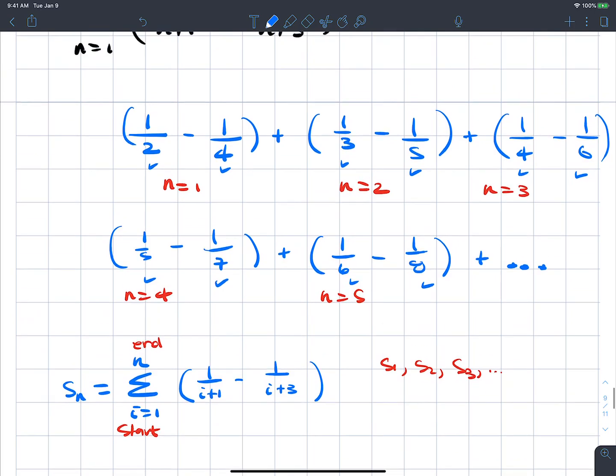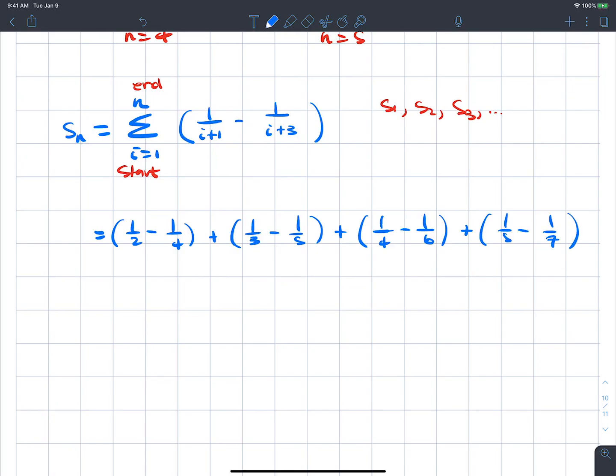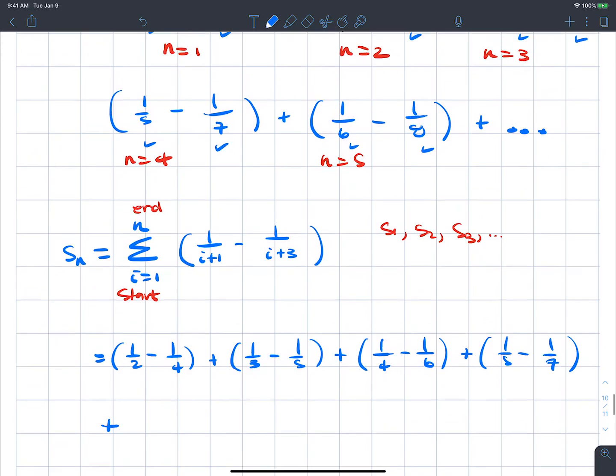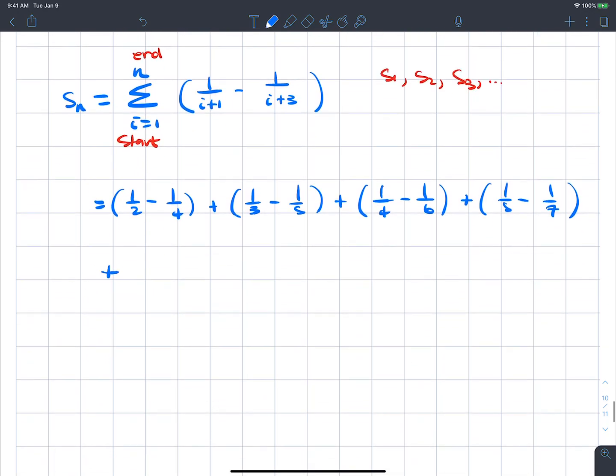It looks like what we've just noticed. Let's look at the pattern here. 1/2 minus 1/4 plus 1/3 minus 1/5 plus 1/4 minus 1/6 plus 1/5 minus 1/7. And this was n is 4. And let's do another one. 1/6 minus 1/8. This is n is 5.